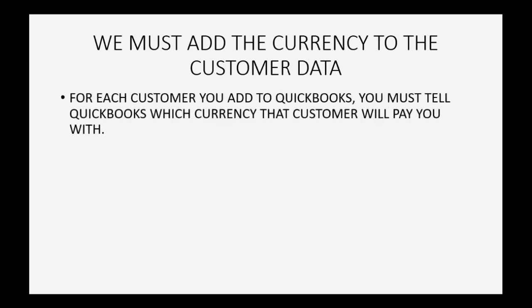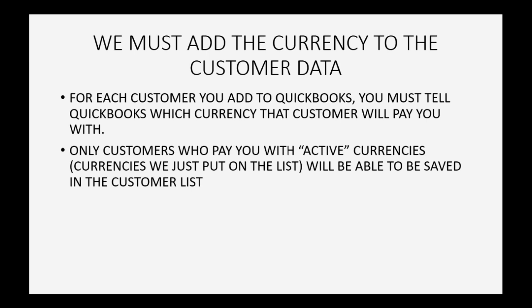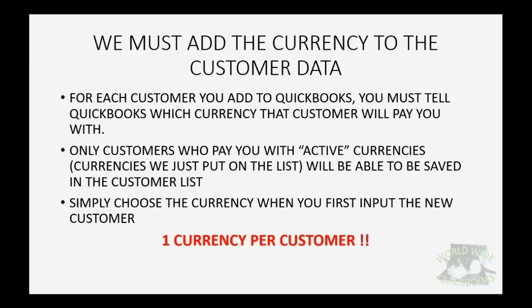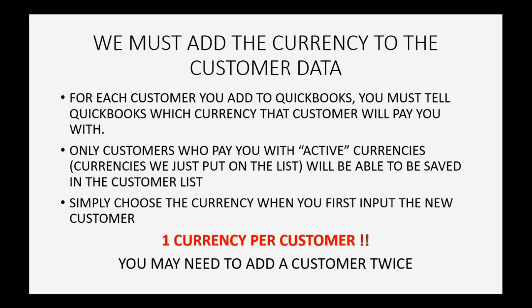And now that we've added the currencies to the currency list, we must add each currency to the appropriate customer data. For each customer you add to QuickBooks Online, you must tell QuickBooks Online which currency that customer will pay you with. Only customers who pay you with active currencies, that means currencies that we just put on the list, will be able to be saved in the customer list. Simply choose the currency when you first input the new customer. So, you must remember that you can only have one currency per customer, and if you have that rare situation where one customer pays you in different currencies, you may need to add a customer twice. But we might not have to do that.